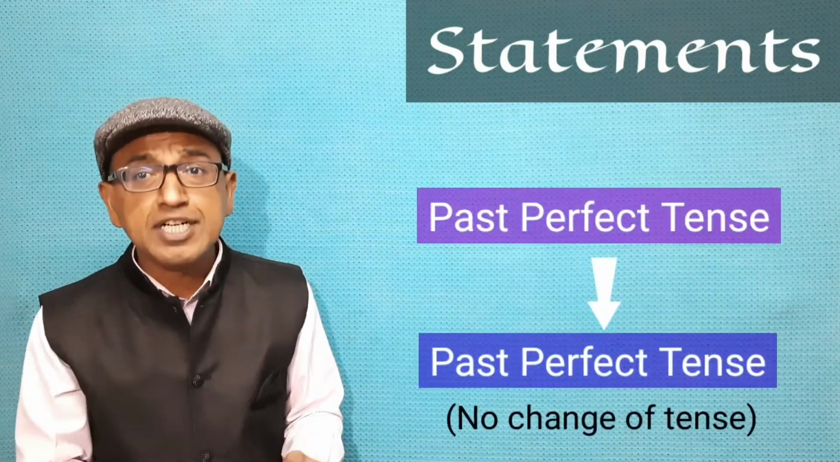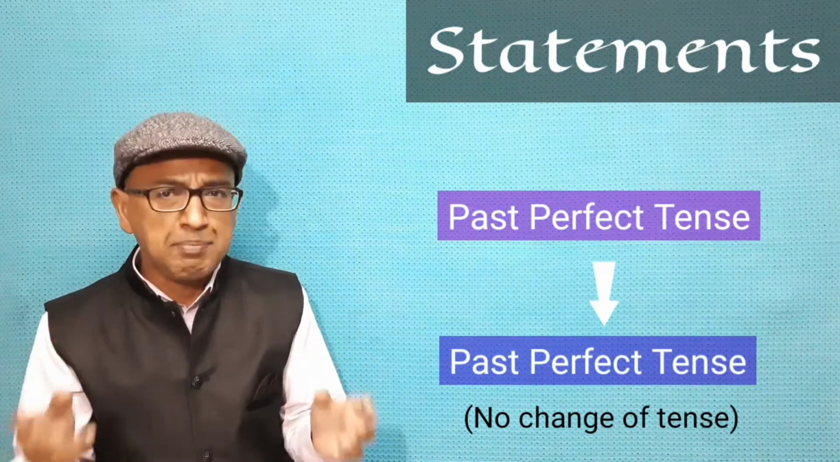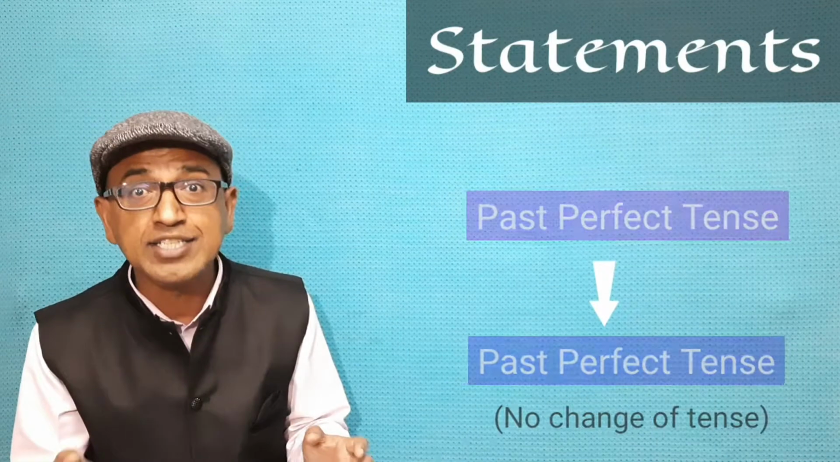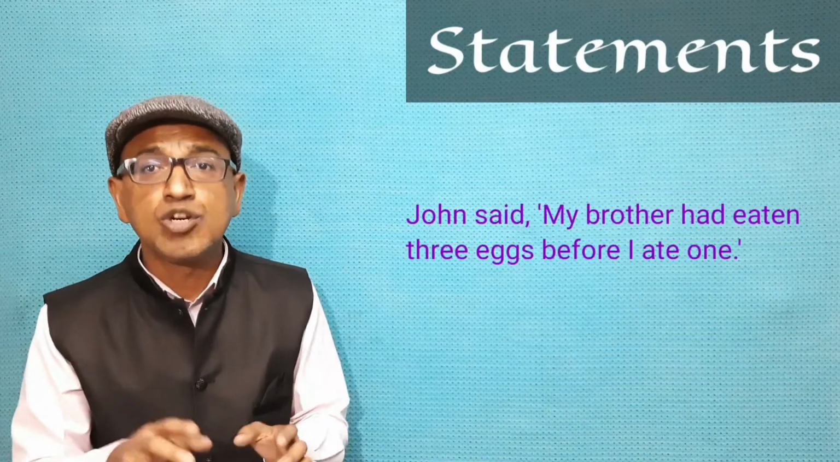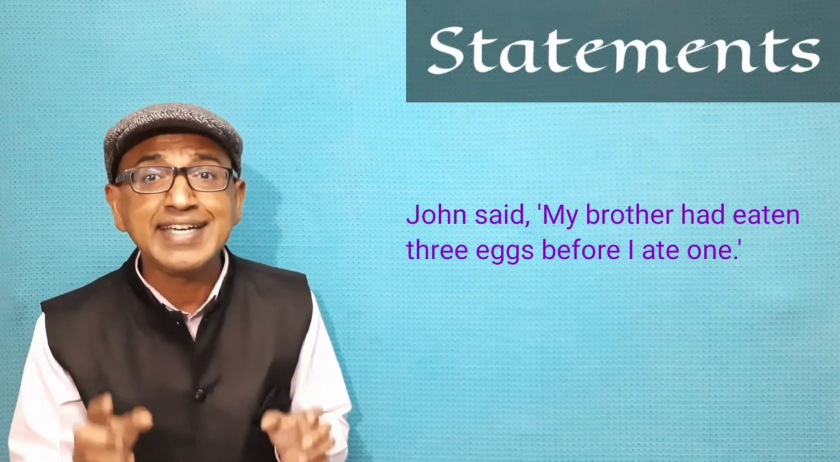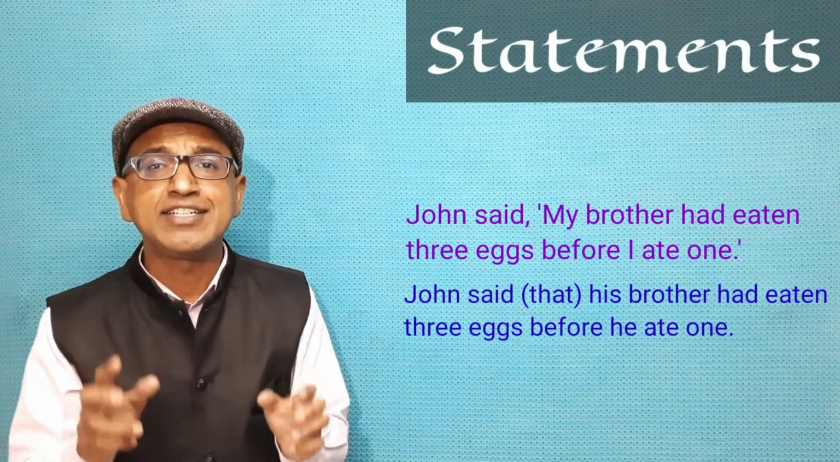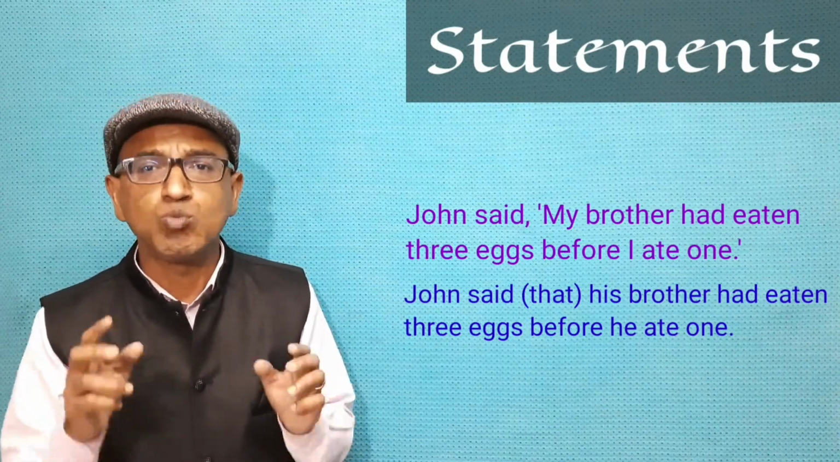Well, if the verb of the speech quoted is in the past perfect tense, it is reported without change of tense. For example, John said, my brother had eaten 3 eggs before I ate 1 becomes, John said that his brother had eaten 3 eggs before he ate 1.